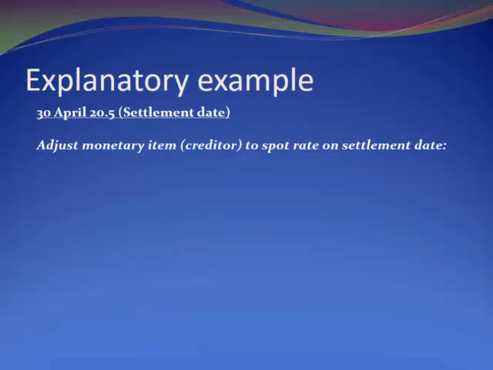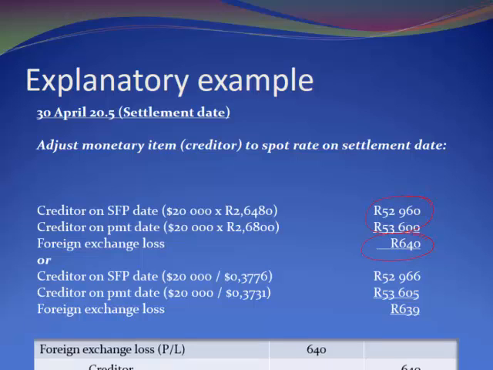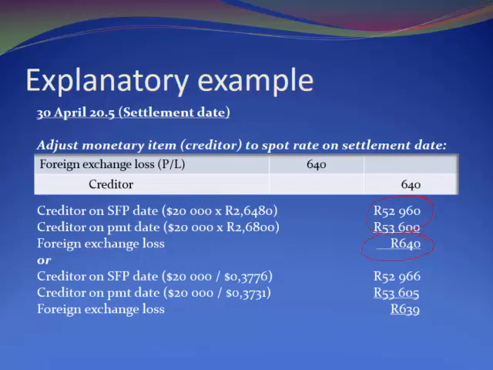On 30 April, the date of settlement, we actually have to do the same thing. Again, we will calculate the difference between the two, and again that will give us in this case, our foreign exchange loss. So there you have the journal. You will debit the foreign exchange loss and you will credit the creditor, which will adjust the creditor, and now the balance of the creditor will be this 53,600.